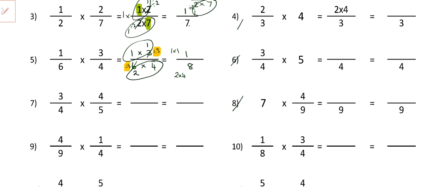This one, this time I didn't have the same. If we look at 7, for instance, I'm going to do 3 times 4 and 4 times 5. Is there a number that has the same factor? So I'm going to divide that by 4, and that makes it a 1. And this one I divide by 4, makes it a 1. Now I'm going to do 3 times 1 and 1 times 5. And again, 3 fifths.